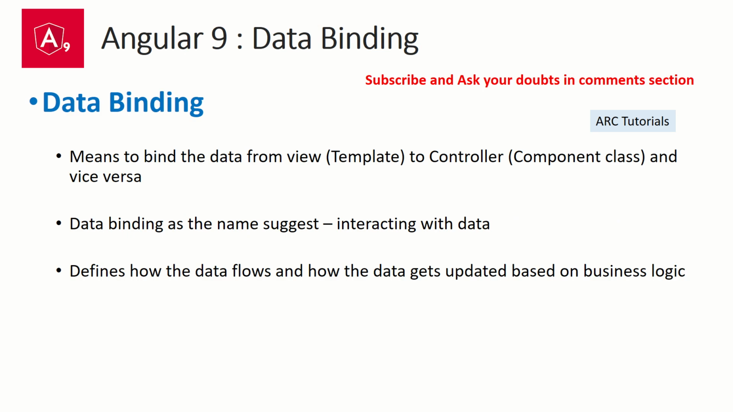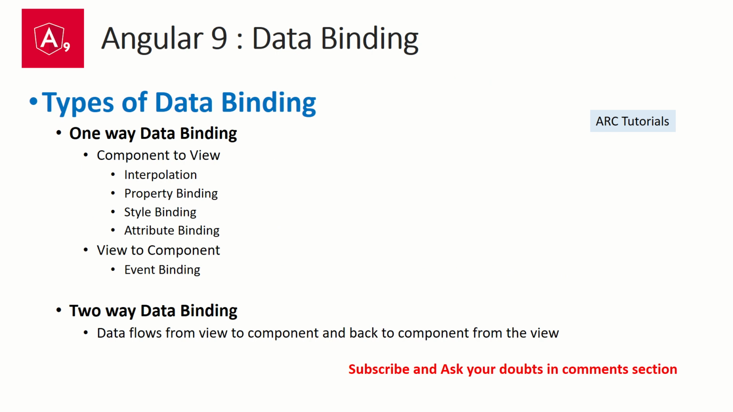Just to give you a recap, what is data binding? Data binding means that we bind the data from the template to component and from component to template. There are different types of data bindings, like one-way data binding and two-way data binding. In one-way data binding, we send data from component to view and from view to component. We learned about different techniques like interpolation, property binding, style binding, attribute binding, and also event binding. Today we are focusing on two-way data binding, where we can send data from view to component and from component to the view.